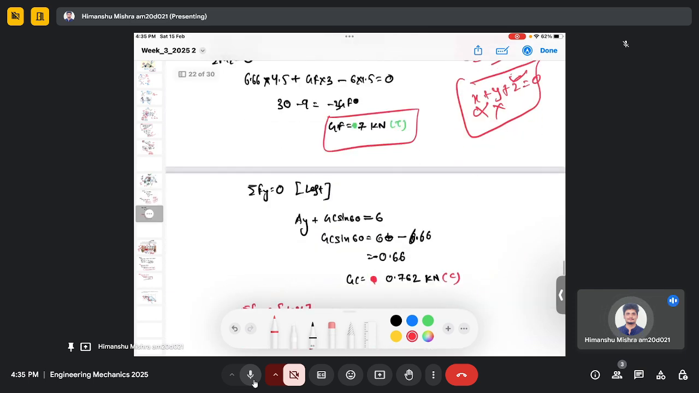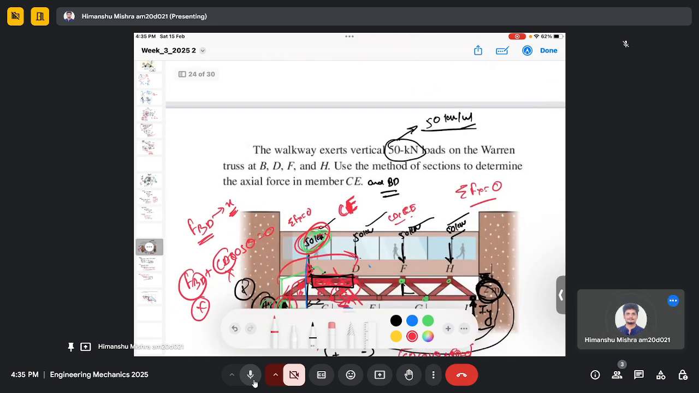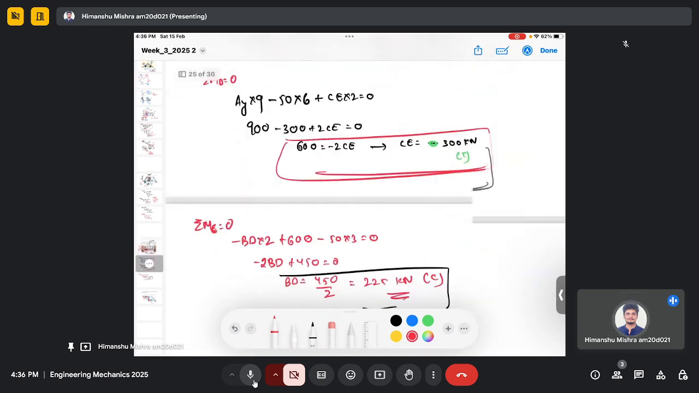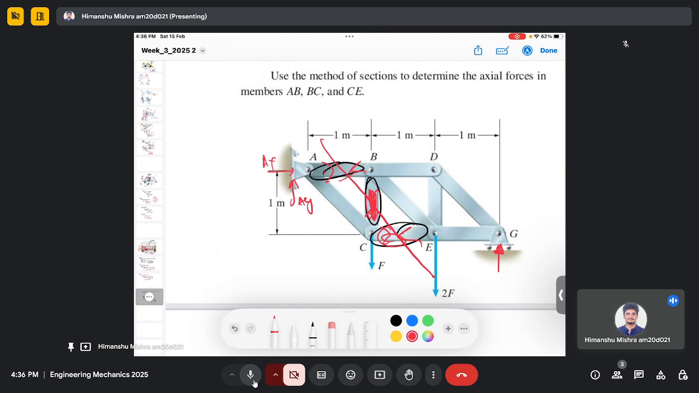In that case, it is suitable to choose another point somewhere in the truss, and then maybe use the moment equation around that point, and then you can find the unknown. So this question you can use for practice. I will upload this PDF, and you can practice this question using the method of section.